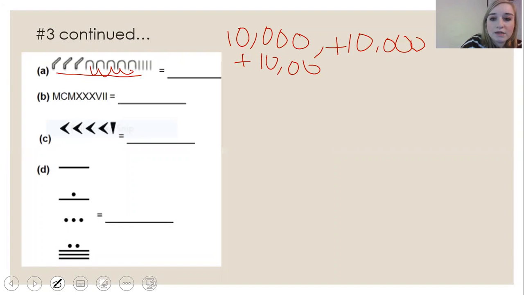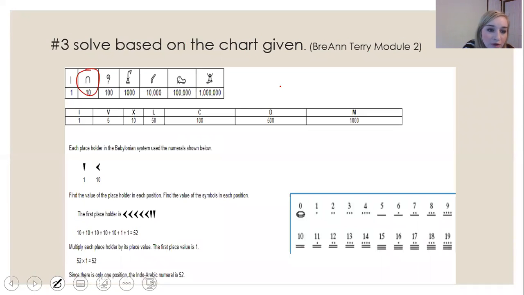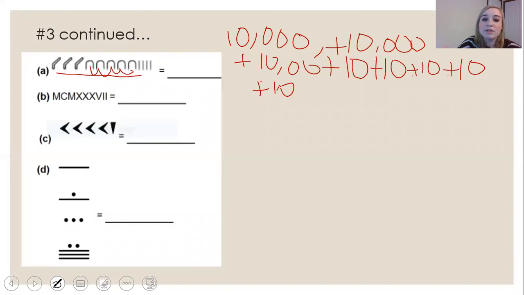Okay. Now we're going to add 10 five times. 2, 3, 4, and 5. So now we just have these little sticks left. And I guarantee you they're going to mean 1. Yes, they mean 1. So we have 4 of them. Plus 1, plus 1, plus 1, plus 1.